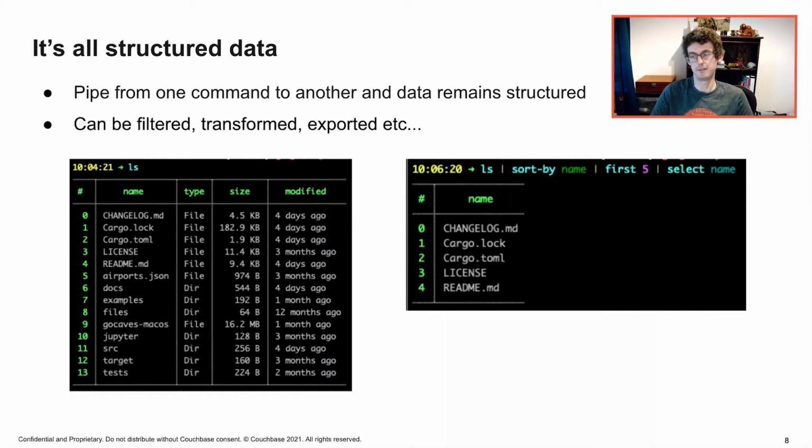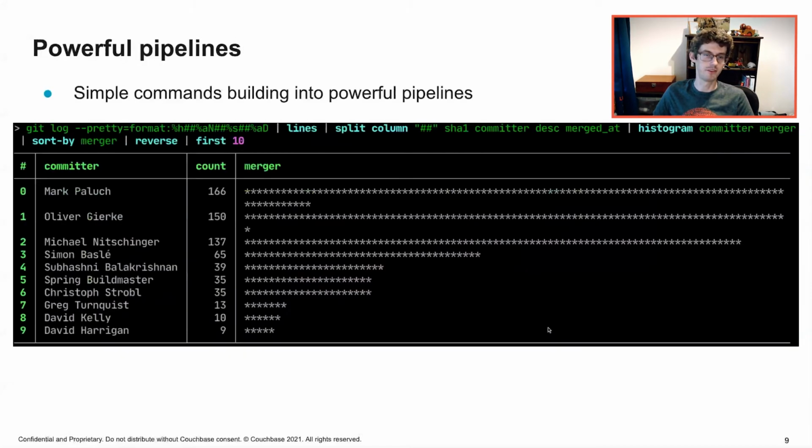On the right, we run that ls command. We're going to pipe it into a sort by name. We're going to take the first 5 rows, and then we're just going to select the name column. And that's what the output looks like. Let's move on to a slightly more involved example.